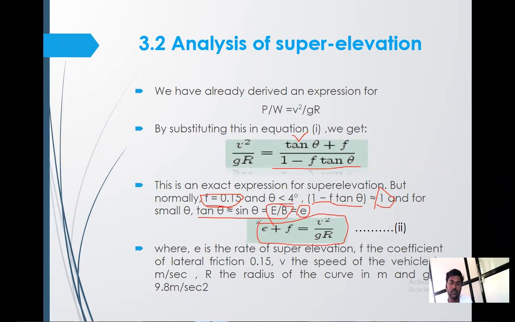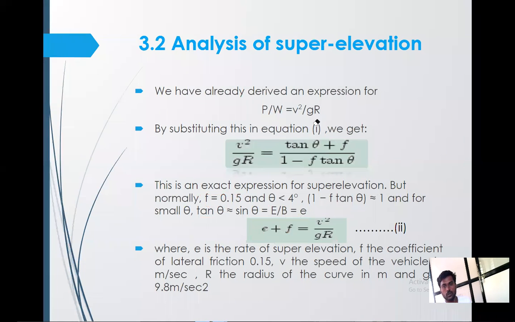Our final equation becomes E plus F is equal to V square upon gR, where E is the super elevation, F is the lateral friction, that is 0.15, V is the velocity in meters per second, g is the acceleration due to gravity, and R is the radius of the curve. So this is our final equation. By using this equation, we will find the super elevation E. This is a very important equation.